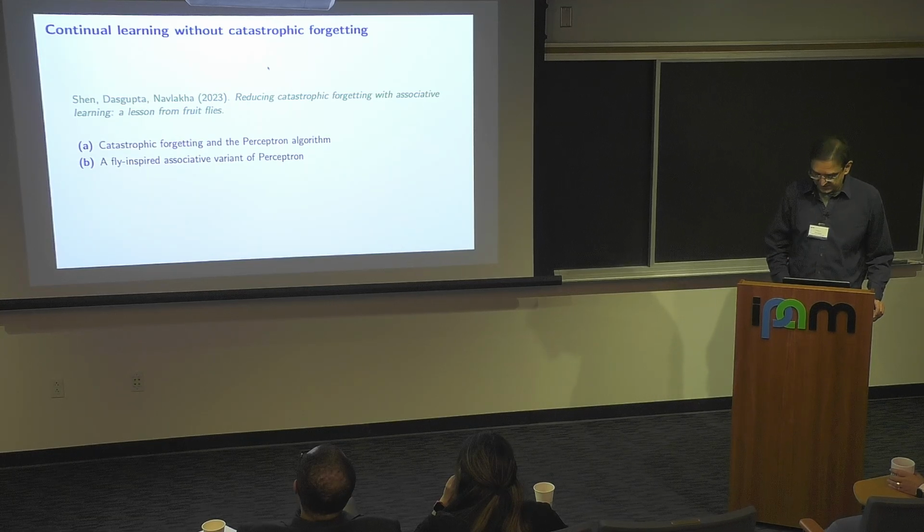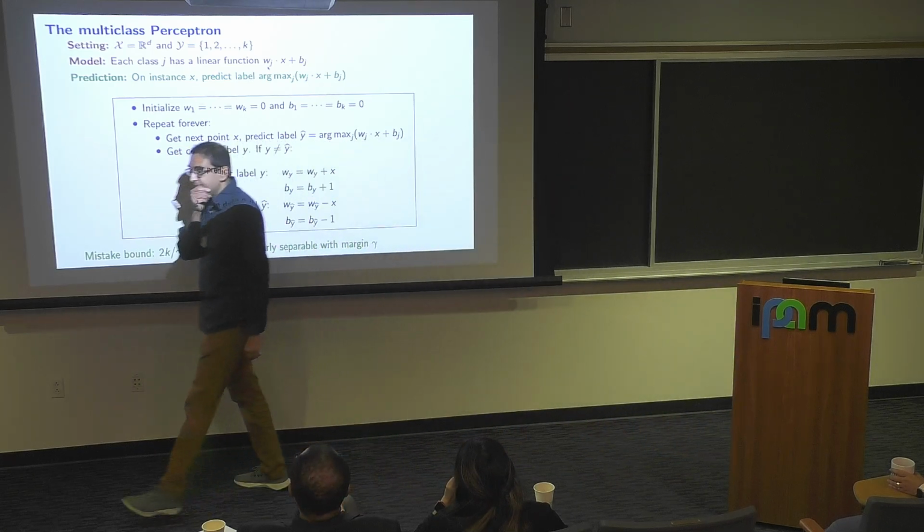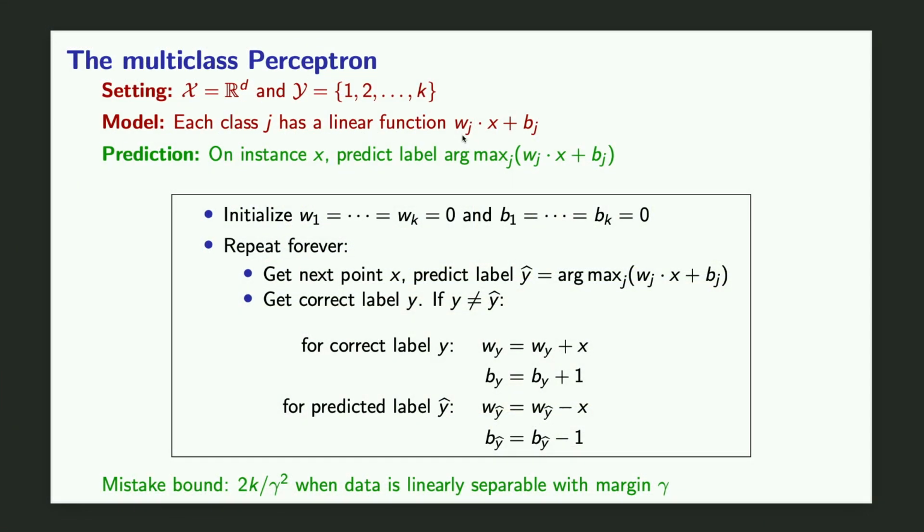Okay, and feel free to ask questions at any point. So let me just remind you of the perceptron algorithm, okay? So this is a super simple algorithm, just 5 or 6 lines of code. And it's an algorithm for linear classification, okay? So let's say you have data in d-dimensional space, and let's say that you have k classes, 1 through k, okay? So what this algorithm does is that it maintains a linear function for each class. So for class j, your linear function is wj.x plus bj, okay? So for class 1, it's w1.x plus b1, class 2, w2.x plus b2, and so on.